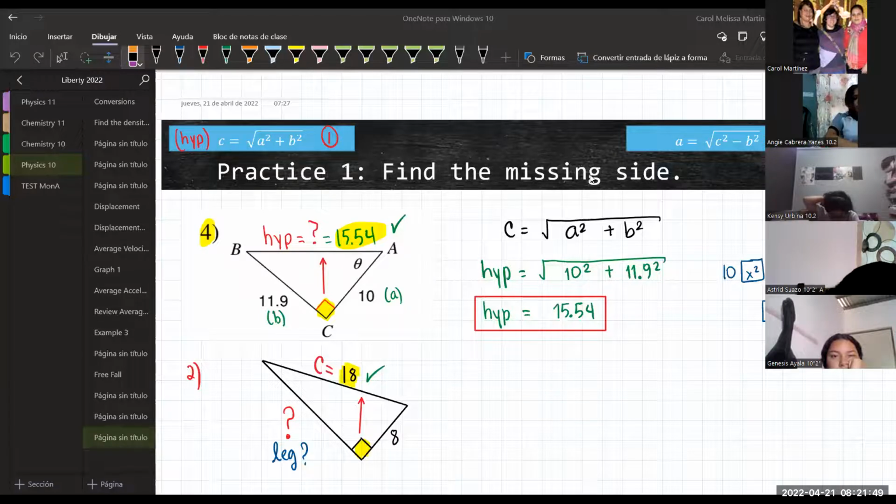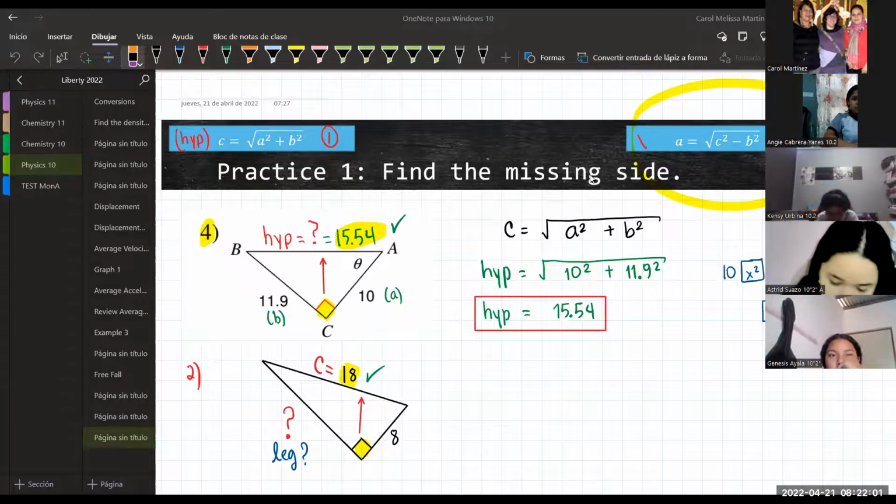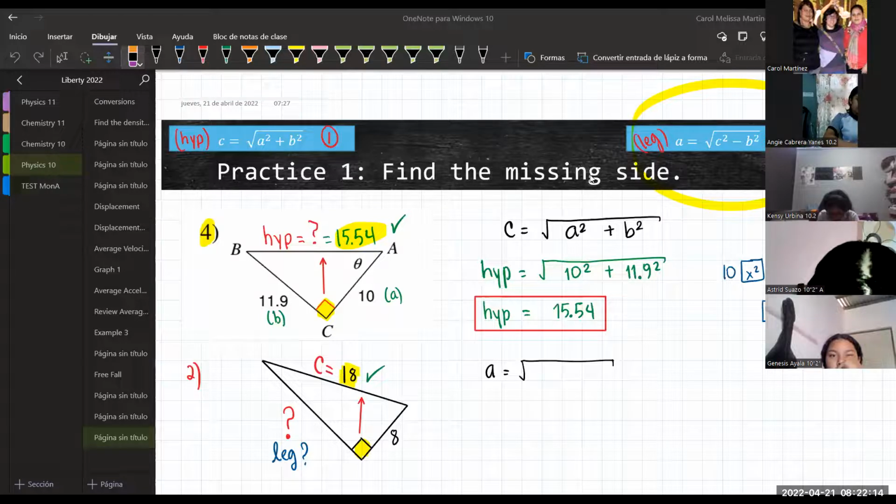Because I need to find a leg, I'm going to be using the second formula, this one over here. This is the formula that you are going to use whenever we need to find a leg, okay? This formula states A is equal to the square root of the hypotenuse squared minus the other leg squared, okay?